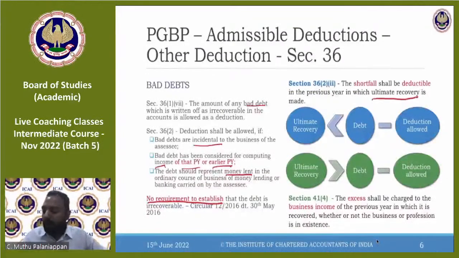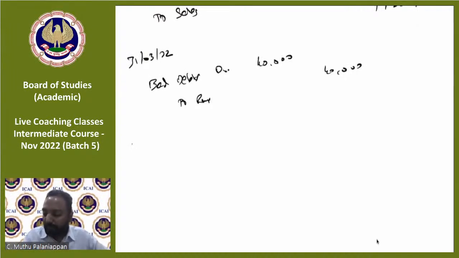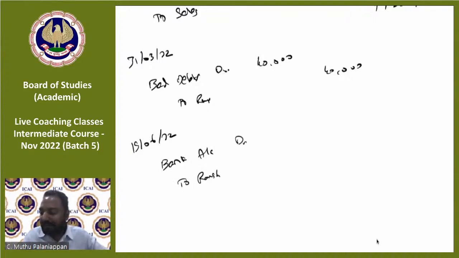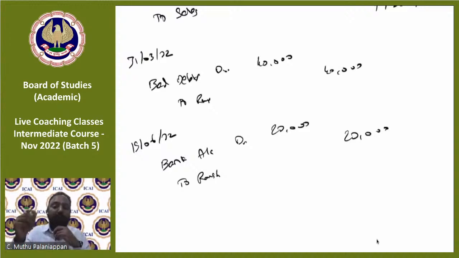So now, let's assume on 15th June 2022, Ramesh is paying me. Bank account debit to Ramesh. Let's say he has given me 20,000. So now, out of 1 lakh, I thought only 40,000 is going to be bad debt. But now how much is actually my bad debt? 80,000 is my bad debt.